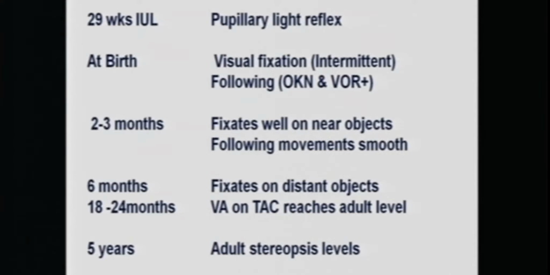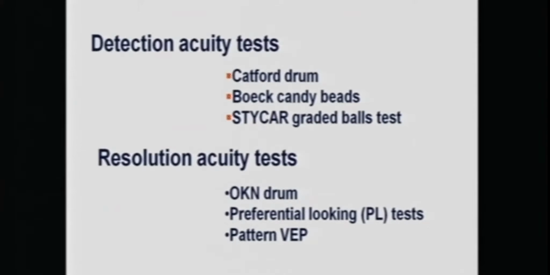By 2 to 3 months, he is fixating well on near objects, and the following movements are smoother. By 6 months, the child is able to fix on distance objects. The child is sitting now, often without support, and is able to look at parents and objects which are fairly far away. By 18 to 24 months, the visual acuity reaches adult levels, particularly on most visual system measurements that we can do. And by 5 years, adult stereopsis levels are achieved.